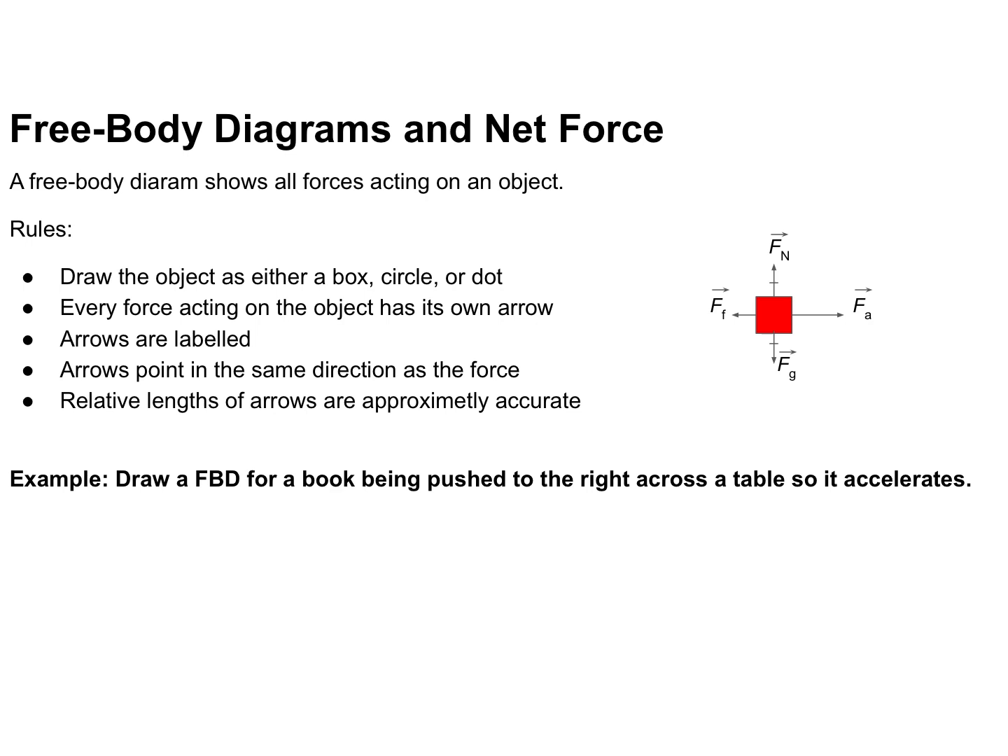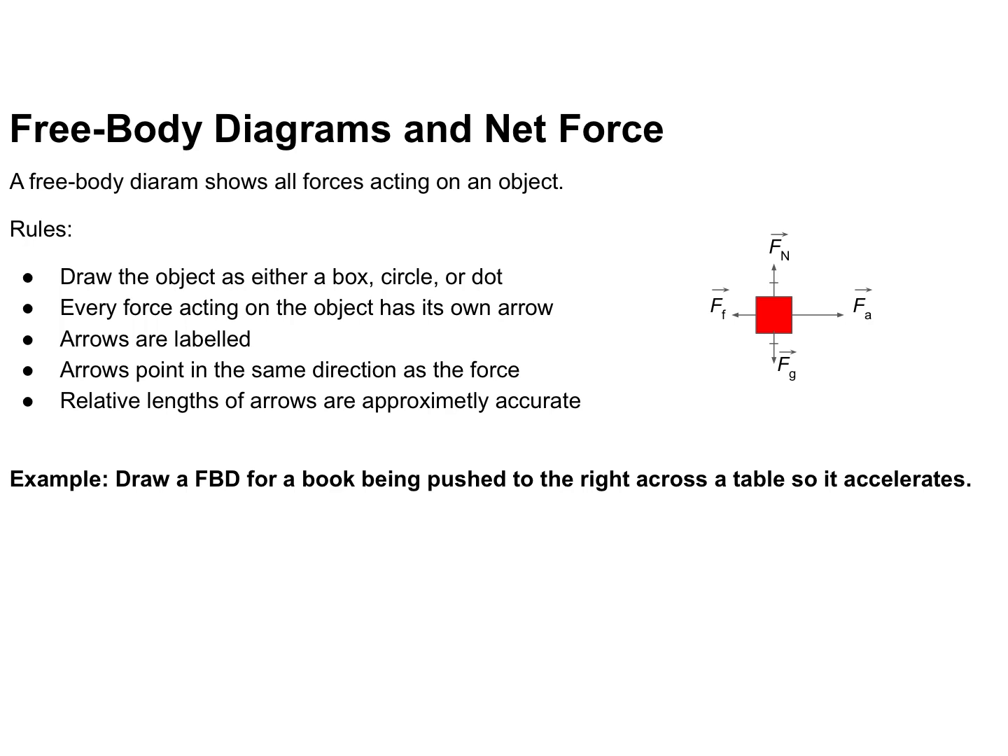And then you have to think about every single force that's acting on the object and draw an arrow for each of those forces. The arrows need to point in the same direction that the force is pointing. And I would like the relative lengths of the arrows to be approximately accurate, approximately to scale. I don't need you to use a ruler to make it perfectly to scale, but they should be somewhat approximately accurate.